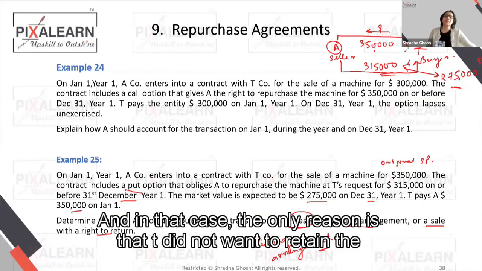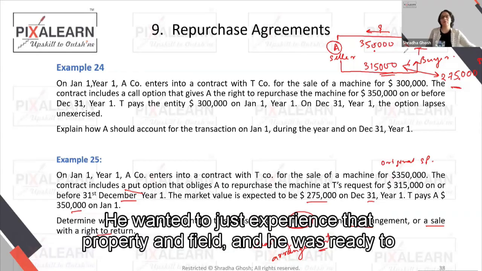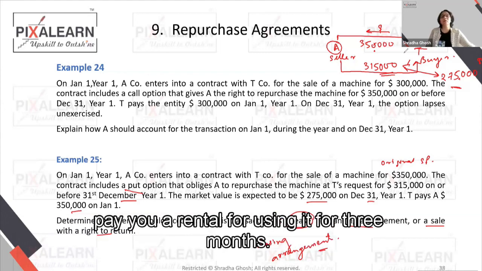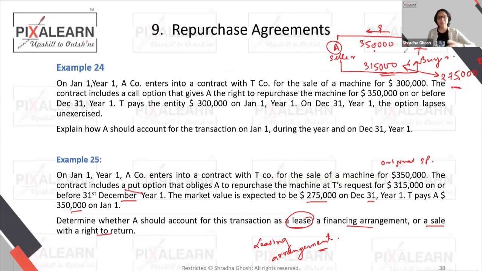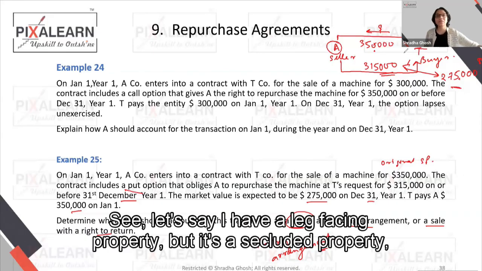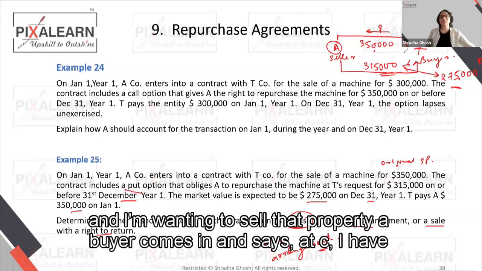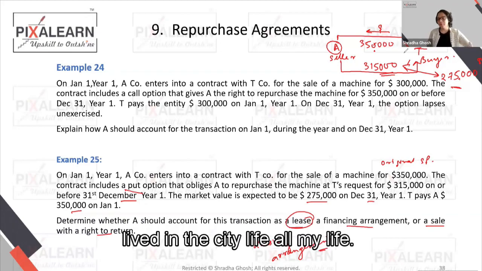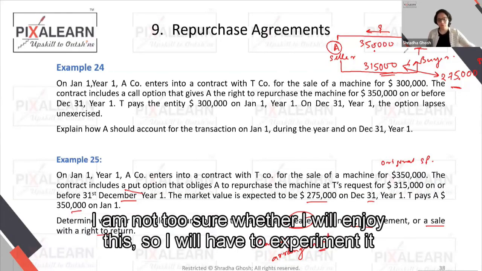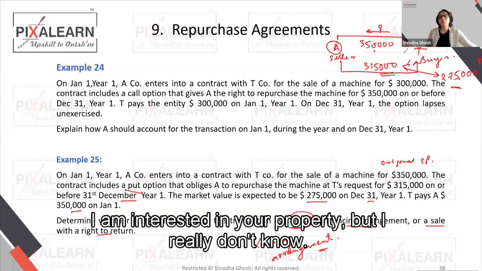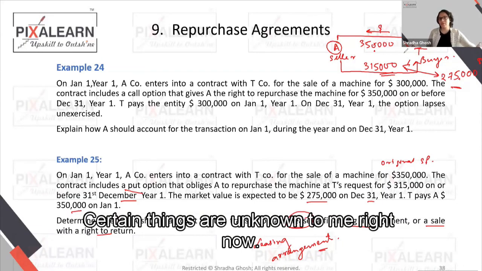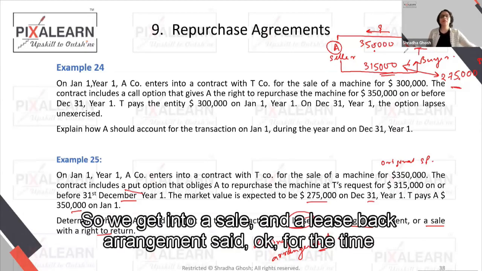Now, in that case, the only reason is that T did not want to retain the property. T wanted to just experience that property and feel it, and T was ready to pay you a rental for using it for 3 months. Are you understanding the situation here, guys? See, let's say I have a lake facing property, but it's a secluded property, and I'm wanting to sell that property. A buyer comes in and says, see, I have lived in the city life all my life. I'm not too sure whether I will enjoy this. So I will have to experiment with it for 3 months. I'm interested in your property, but I really don't know. Certain things are unknown to me right now. So we get into a sale and leaseback arrangement.